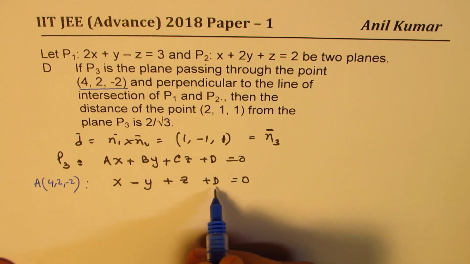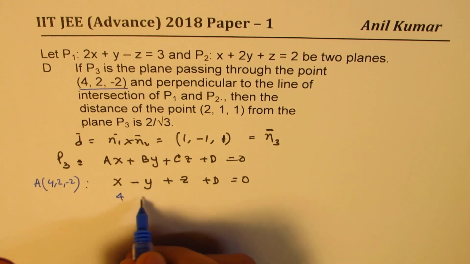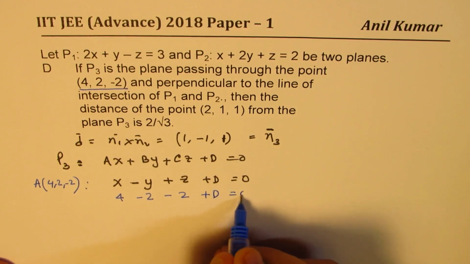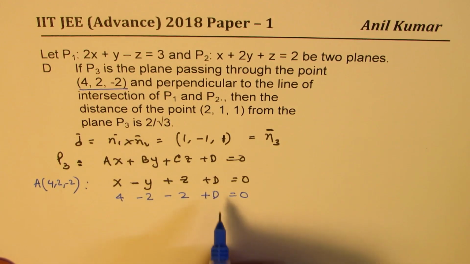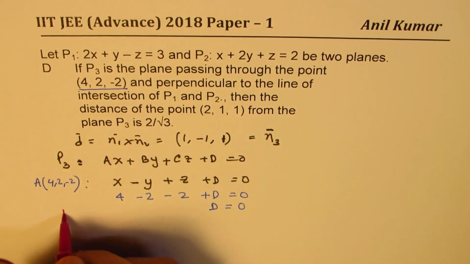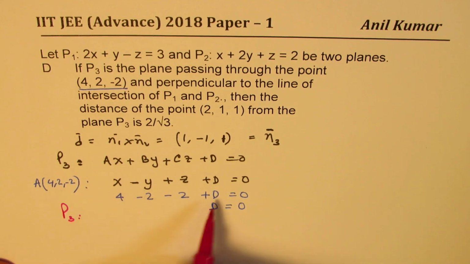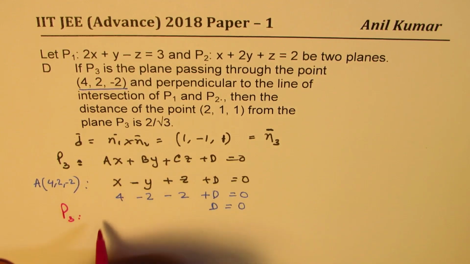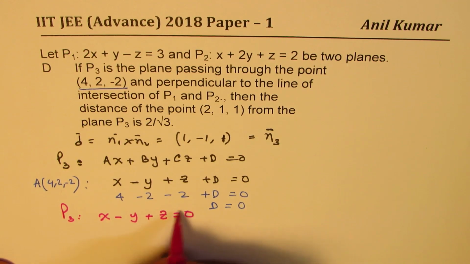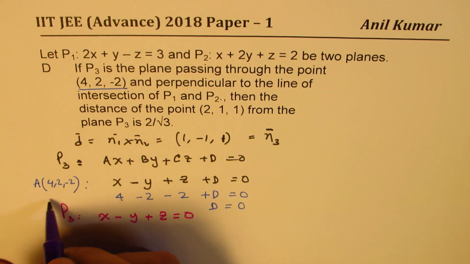So we'll substitute this here to find the value of D. We get 4 minus 2, this is also minus now, plus D equals 0. So that gives you 0, so D equals 0. Since D is 0, we get the equation of the plane, which is X minus Y plus Z equals 0. So that becomes the equation of our plane.